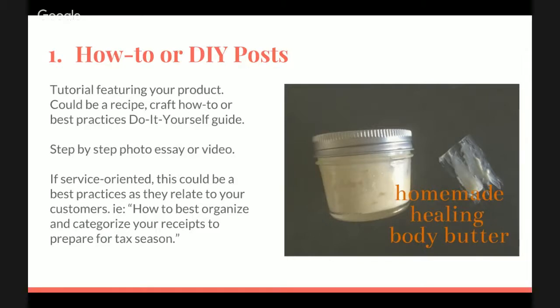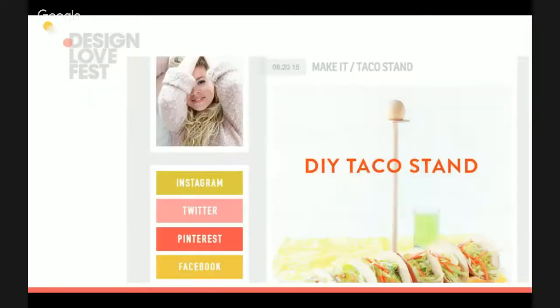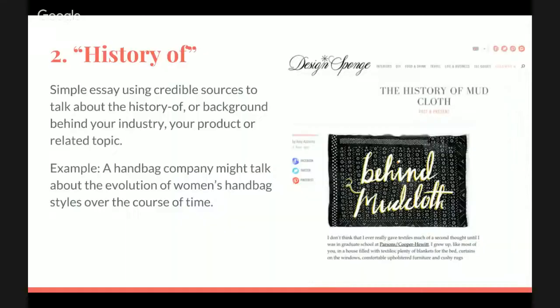And I don't want you to feel like you have to be a product-oriented business to create a DIY. For example, if you're an accounting firm, you might create a tutorial on how to best organize and categorize your receipts to prepare for tax season for a small business owner. So any sort of topic that you can help teach your audience is really great. So this is an example on the right, homemade healing body butter DIY. This is another example from a blog called Design Love Fest, where she demonstrates how to create a do-it-yourself taco stand. So that's just one example of content to engage.